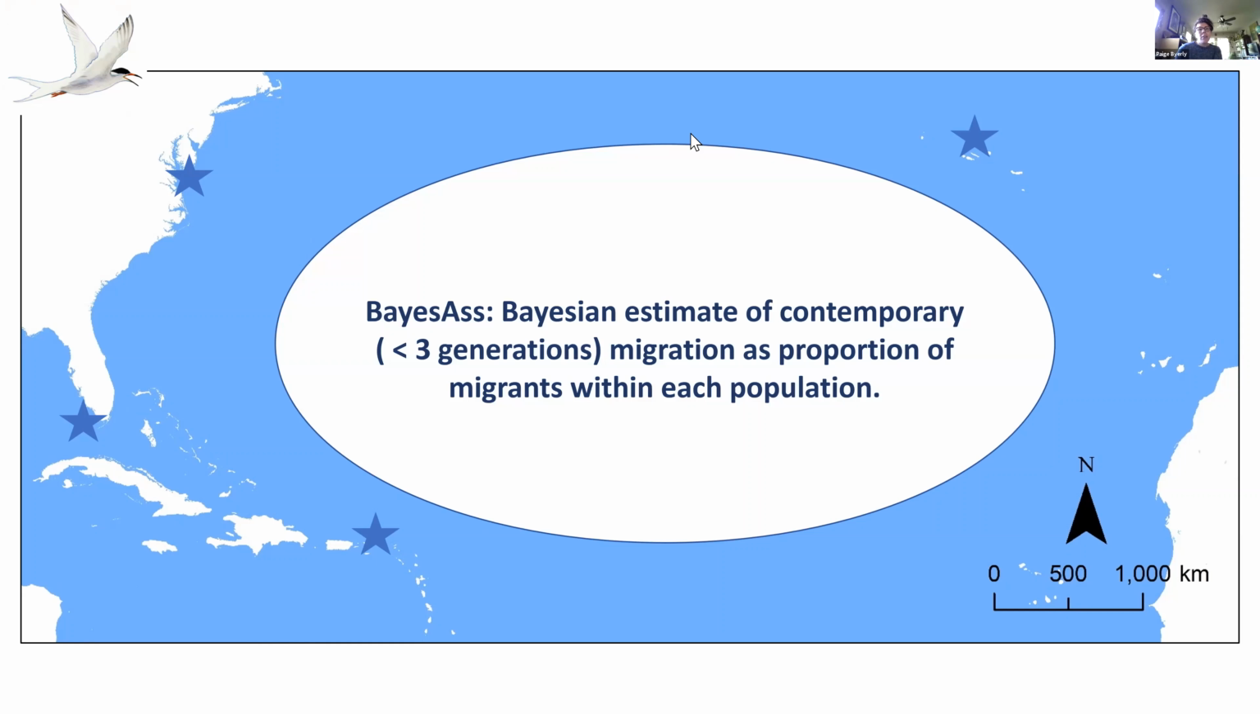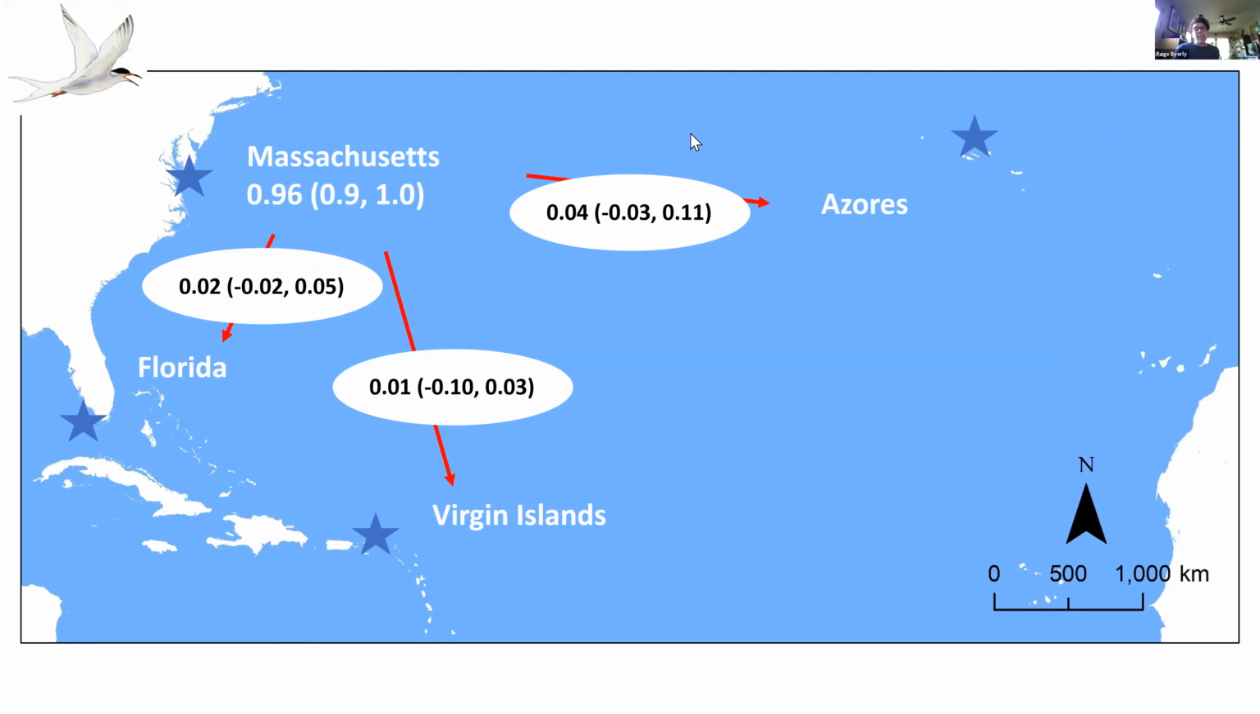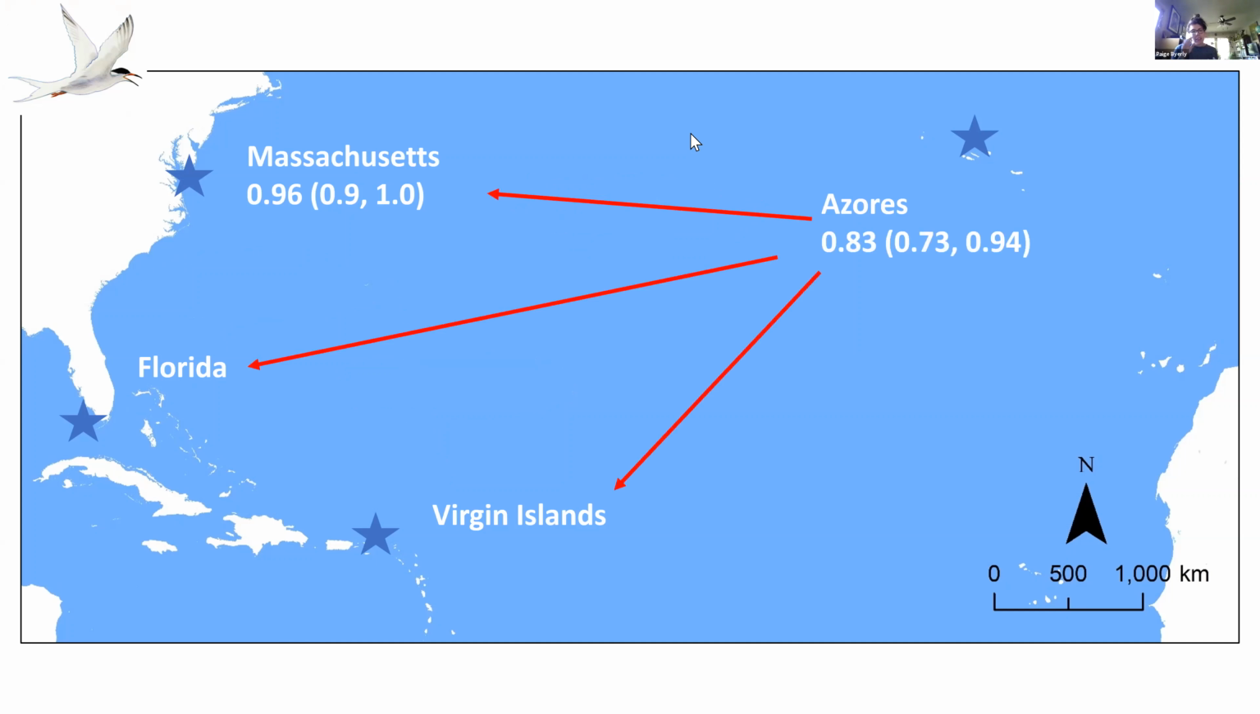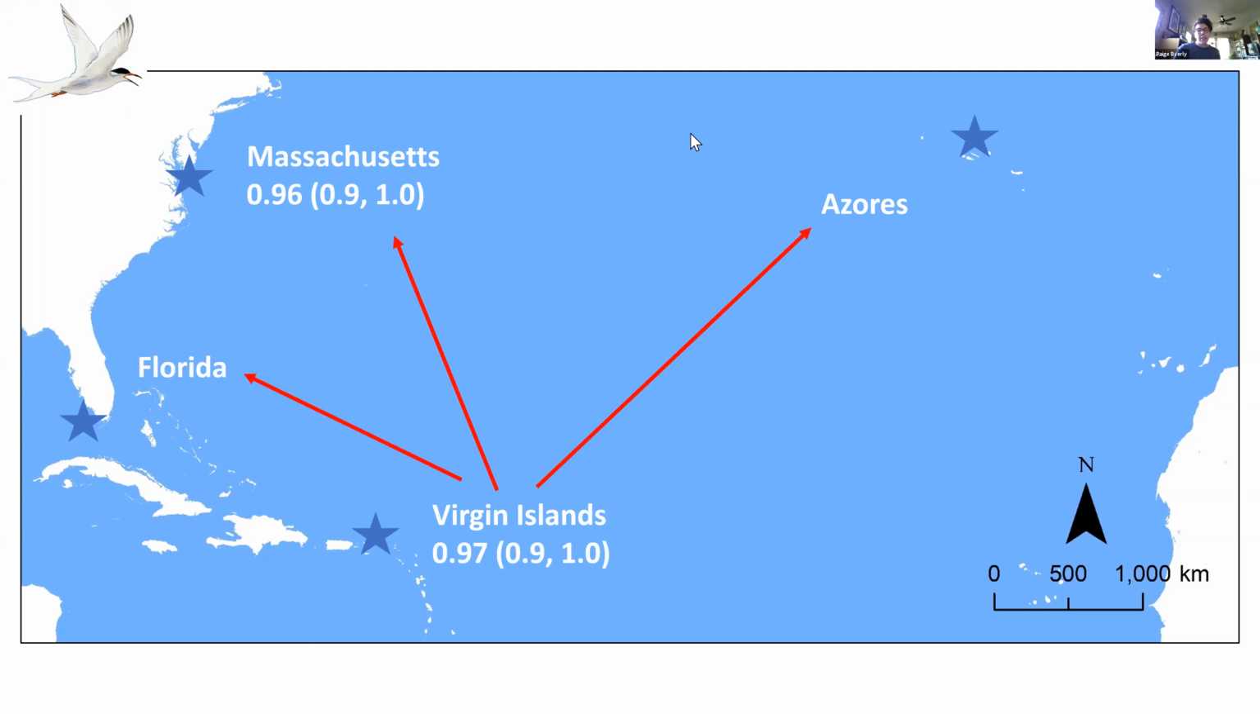migrants within each population. So looking at Massachusetts, 96% of individuals in Massachusetts originated from the Northwestern colony, so not receiving a lot of migrants. They're also not sending a lot of migrants out, so very low rate of migration from Massachusetts to those other populations. The Azores had slightly lower self-identification, but is still not sending migrants out to those other three populations, so low rates of gene flow from the Azores to the other city sampling locations.